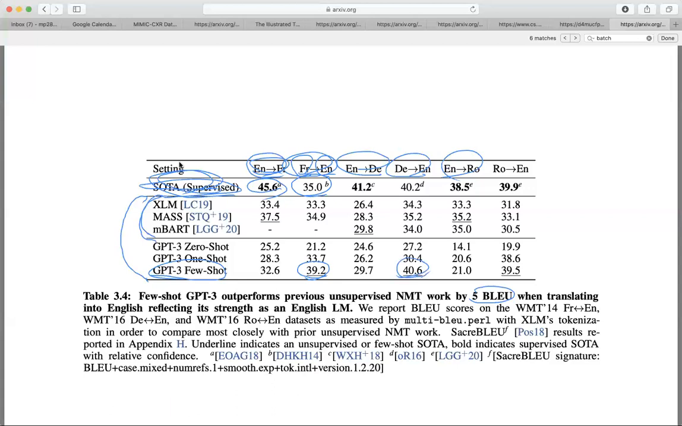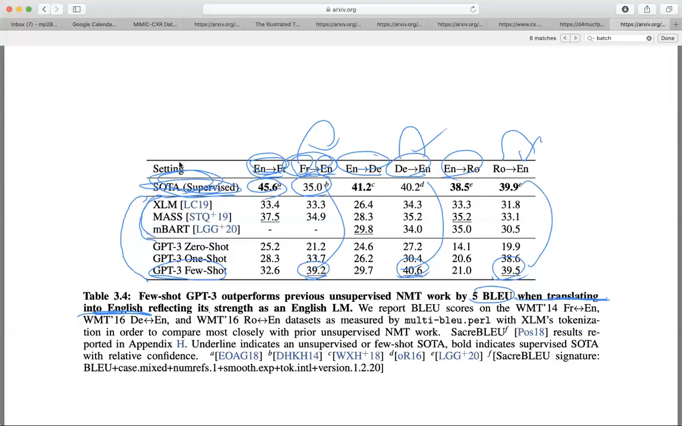Again, here it is almost the same as the state of the art, and as the caption says, it is specifically showing strength when translating to English. So when translating into English, like French to English, German to English, or Russian to English, that's when GPT-3 actually outperforms state of the art.